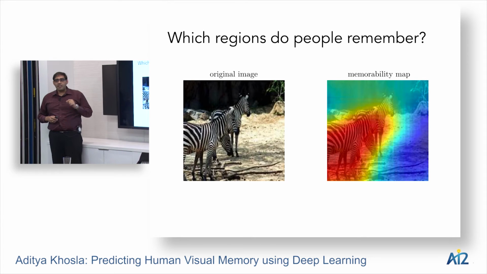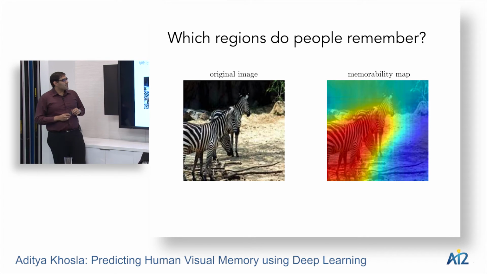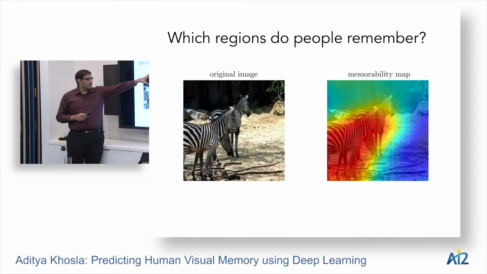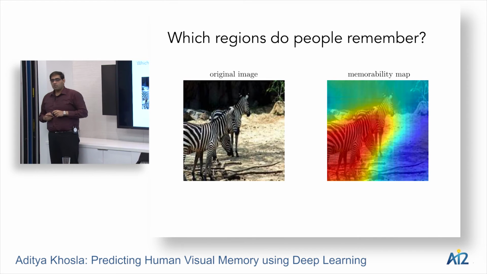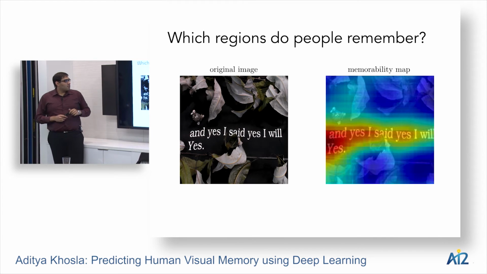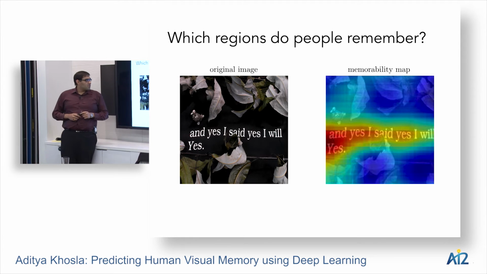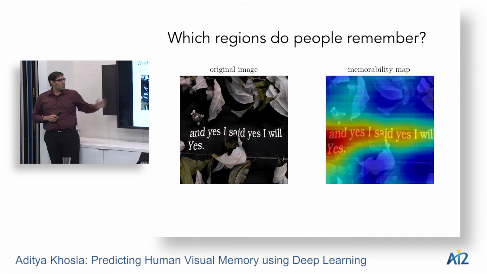If you take a look at the image here, it seems the zebras are very memorable, but not so much the dirt road that they're standing on. Here, the text seems to be extremely memorable, but not really the leaves in the background. So this is all well and good, and you can kind of do this with any machine learning algorithm, but it's a little unsatisfying, right?